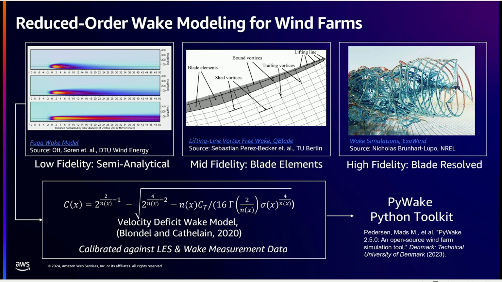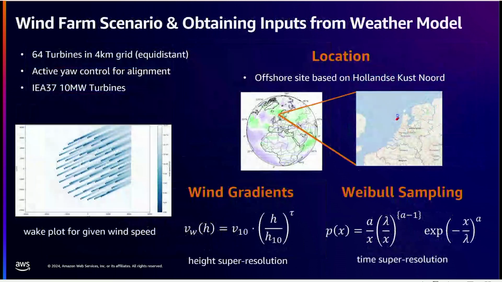Interestingly enough, given the noise in the wake measurement data, some of these simpler analytical forms or semi-analytical forms do show really good agreement for these simple cases. And this is all done with a wrapper with PyWake, which is basically an open source toolkit for modeling wind farms at reduced order. So this is the scenario that we're looking at.